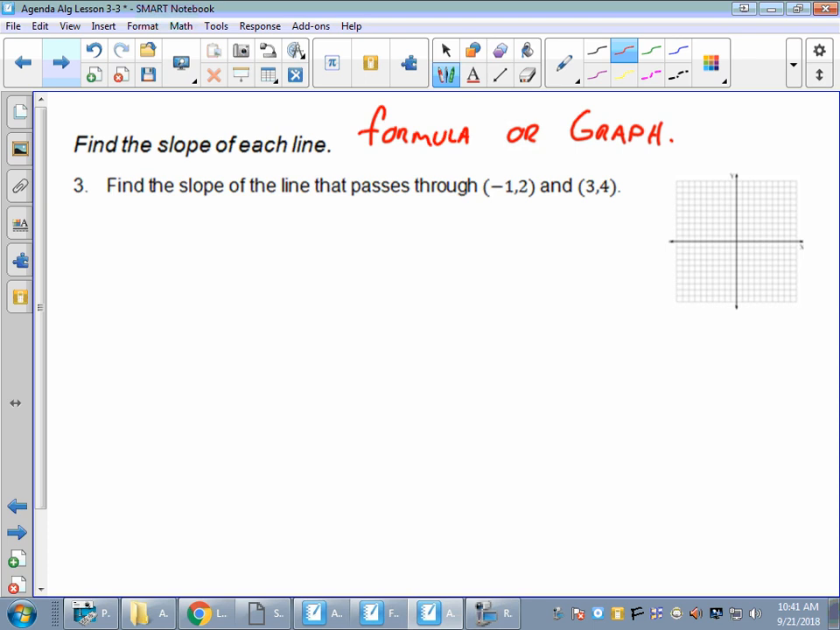So we've got our points here, and remember they're x comma y. So if we look at our formula, we've got m, our slope, equals y2 minus y1 over x2 minus x1. That's the slope formula for finding slope. So if we look at our points, it's x comma y. So we can put these as x1, y1, and then this 3, 4 point would be x2, y2.